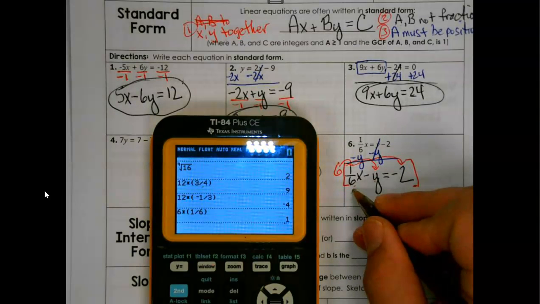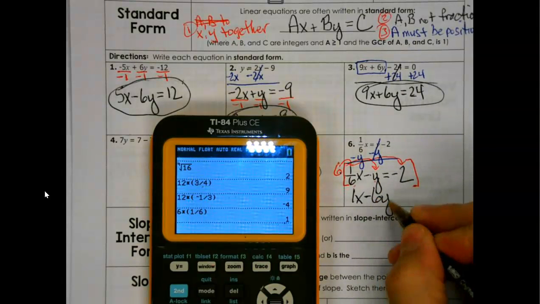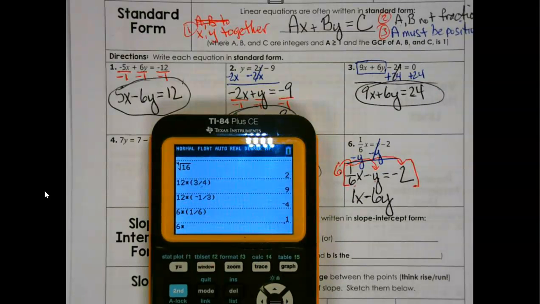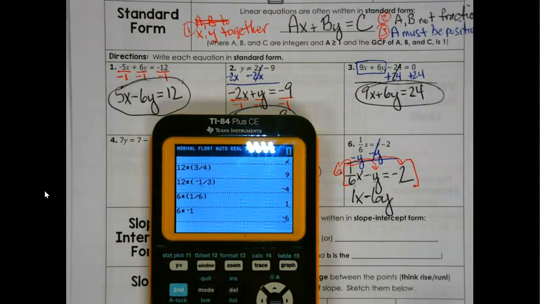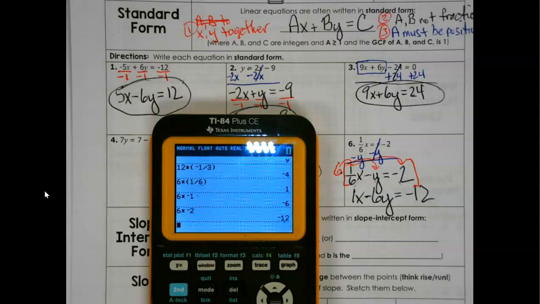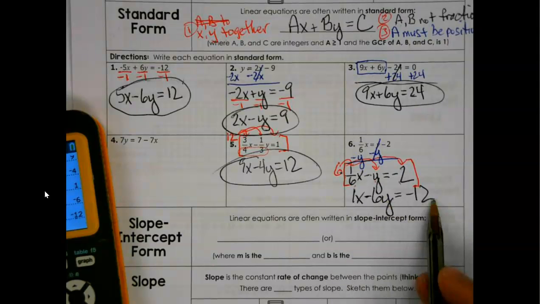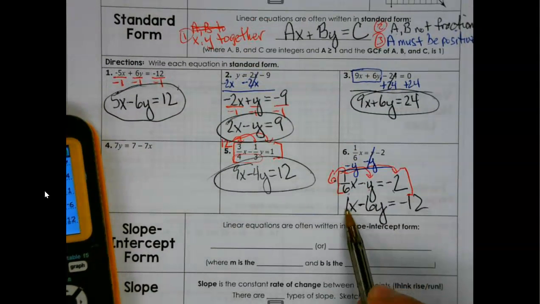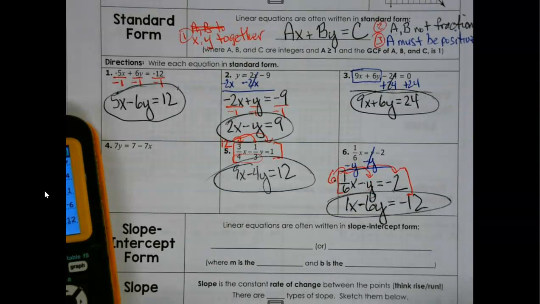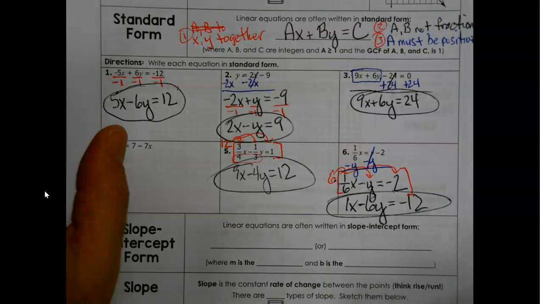So we got x, or 1x is fine. It doesn't hurt. 6 times negative y is negative 6y. Because it's just like doing 6 times negative 1. And 6 times negative 2 is negative 12. X and y are together. Check. No more fractions. Check. Number in front of x, my a value is positive. Check. That's how we get to standard form. That will be a huge help to you tomorrow when we're doing X and Y intercepts. Okay? But it is a way that we can graph lines as well, which we'll chat about.